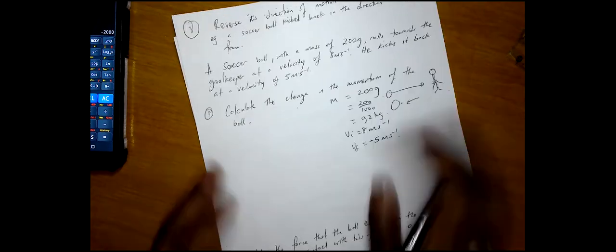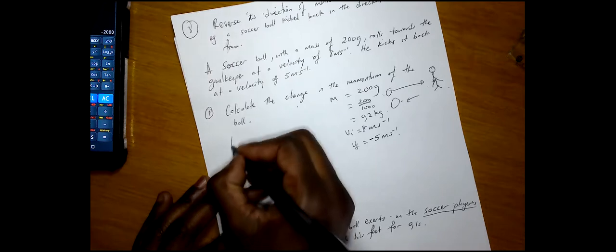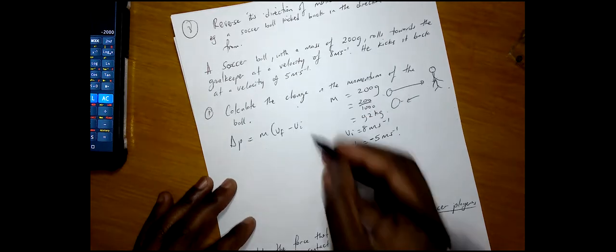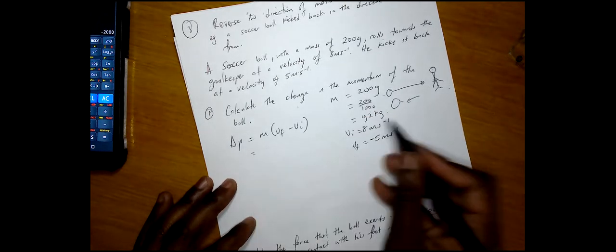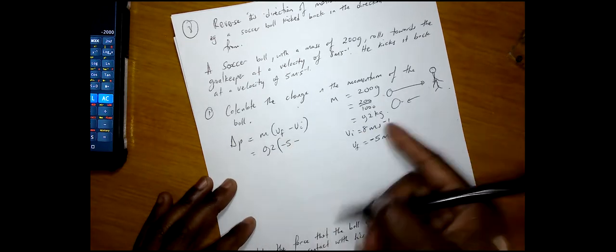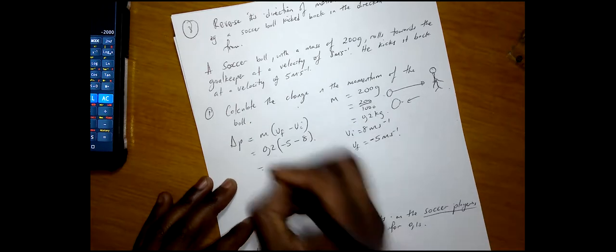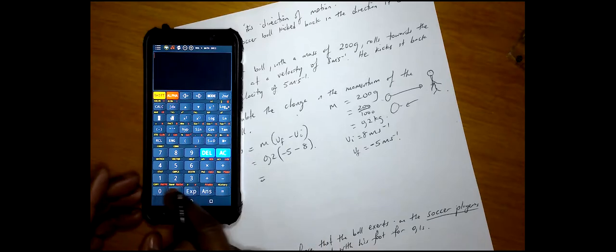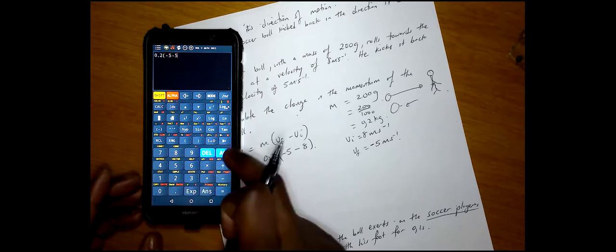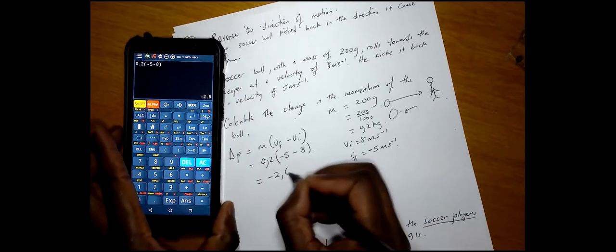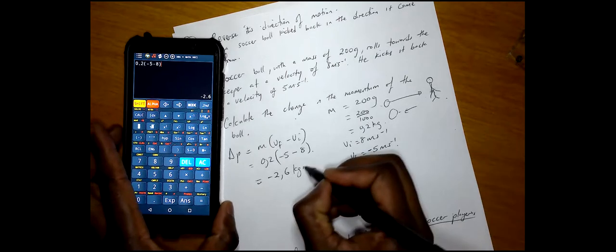Then, calculate the change in momentum of the ball. Now we know that change in momentum is equal to m times V final minus V initial. What is our mass? Our mass is 0.2. What is our V final? Negative 5, minus what? Minus 8. What do we have now? We have 0.2 in the bracket, negative 5, negative 8. What do we get? We get negative 2.6 kg meters per second.